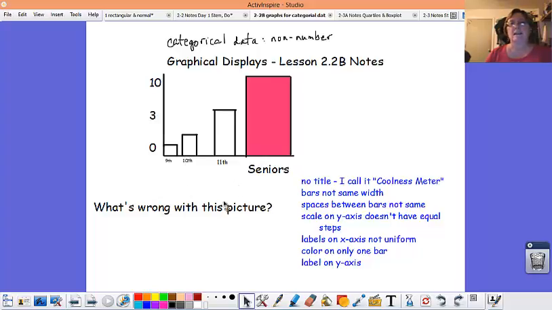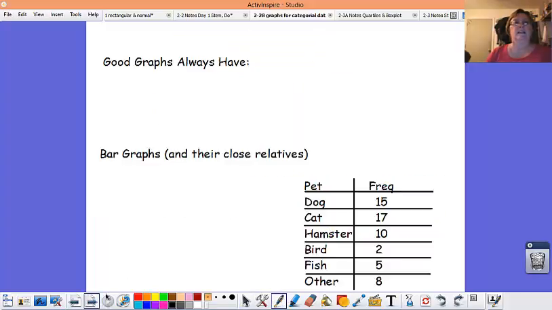The label on the y-axis, there isn't one. So we don't even know what this is measuring at all. So lots of things wrong with this graph, but it helps us to remember what needs to be part of every graph. And I would ask you to think about that for a moment.